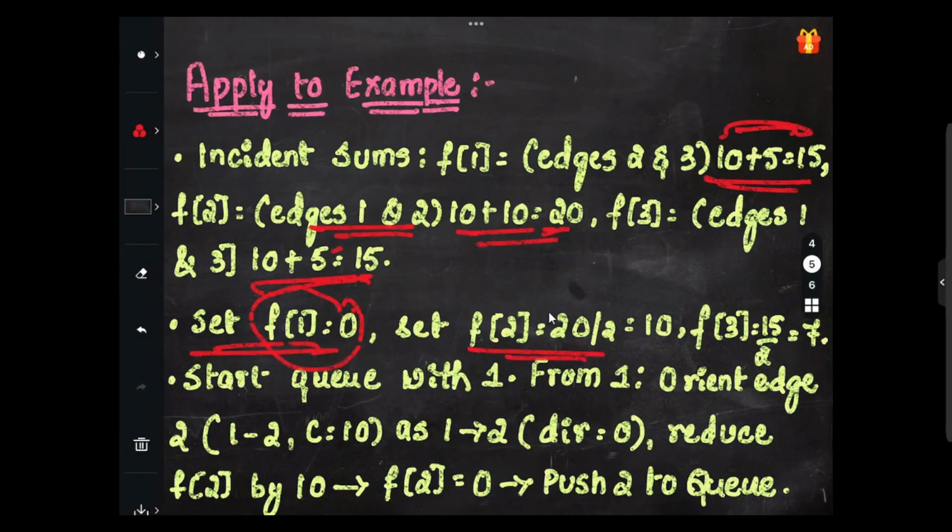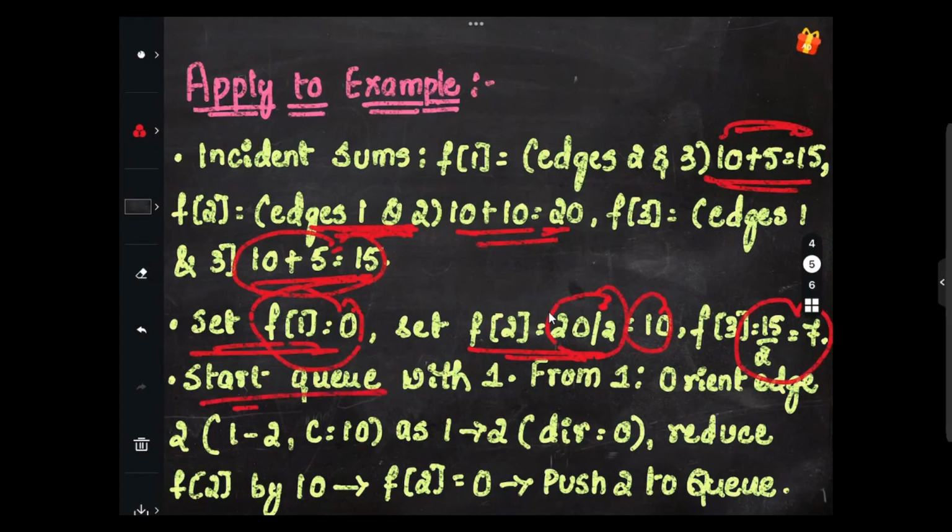F of 2, the value is 20, 10 plus 10 we got actually for just 1 and 2. So what we'll do, we'll divide by 2. 20 by 2, nothing but 10. F of 3, same thing. For all other vertices, we'll be dividing by 2 itself, right? F of 3, we got here 15. We will be going with 15 by 2, nothing but 7.5. We are going with a whole number, so the absolute number will be 7 here.